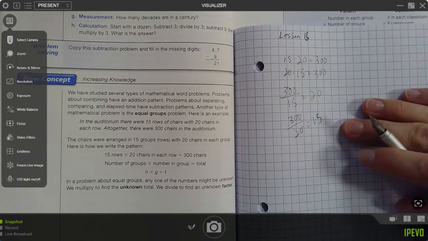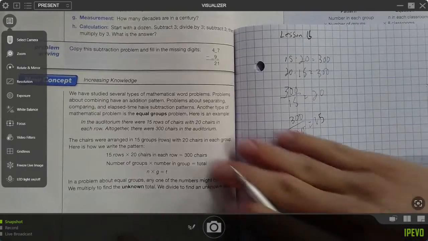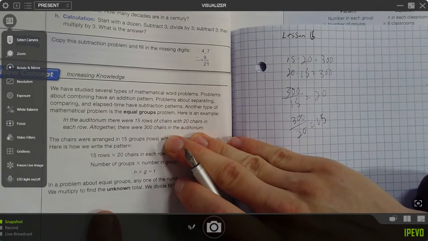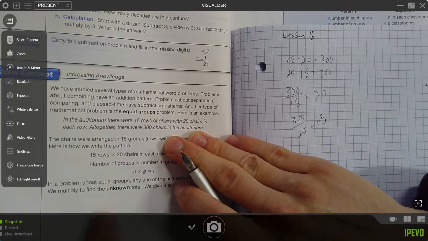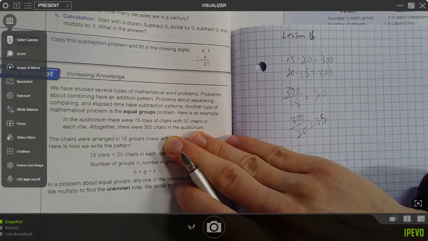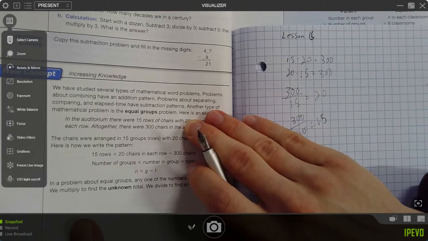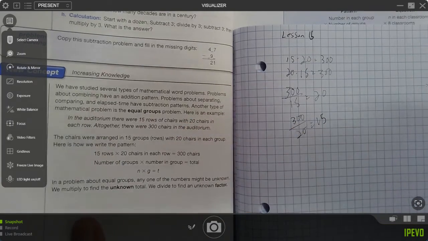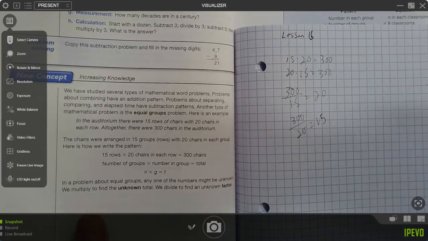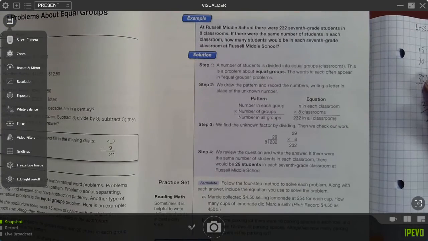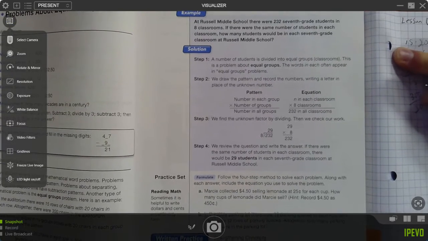The important thing here is to know that if you're missing a part of this, say if their story said there's 15 rows of chairs, a total of 300 chairs in the auditorium, how many chairs are in each row, right? That means that 20 is missing, so you have to now try and figure out how to find it. Well, 300 divided by 15, okay? So this is not that difficult math, it's not that complicated. I think you guys should have no trouble at all with this.